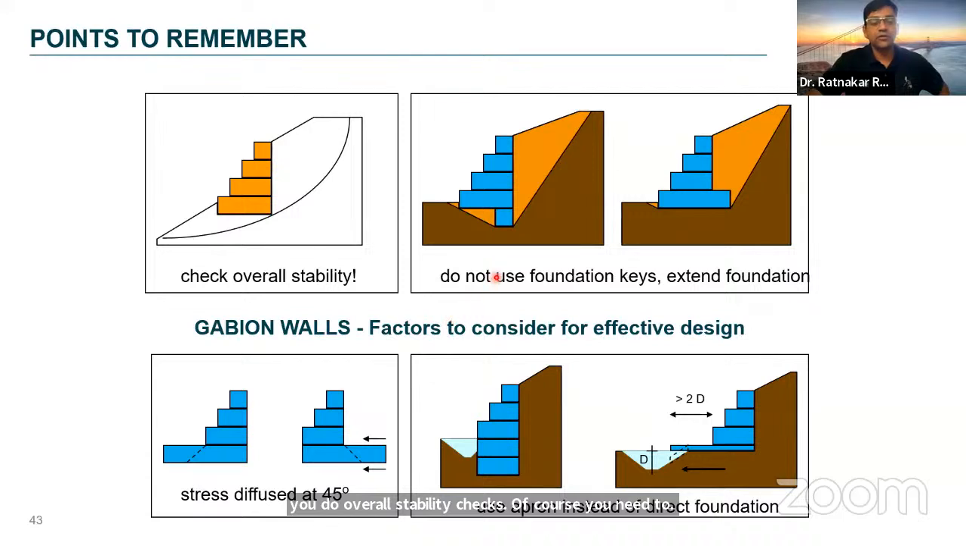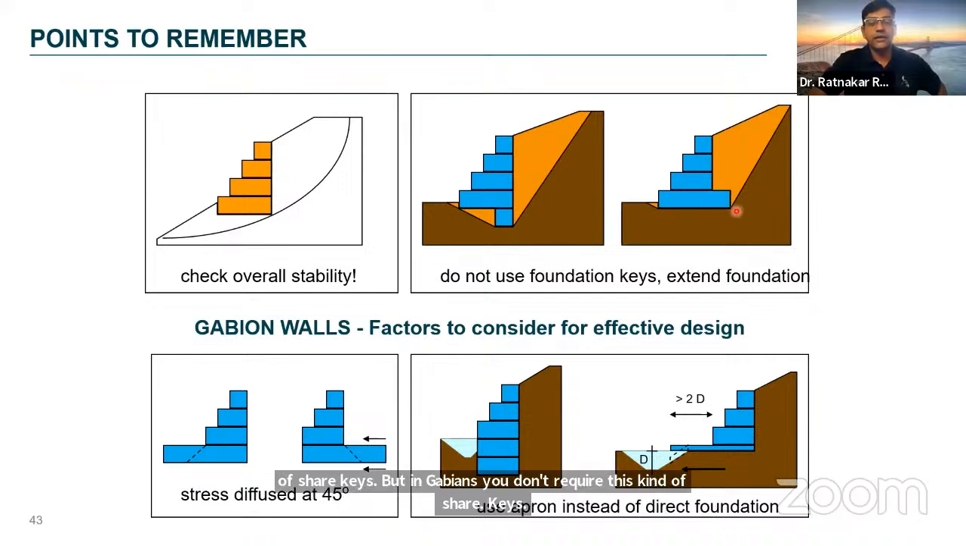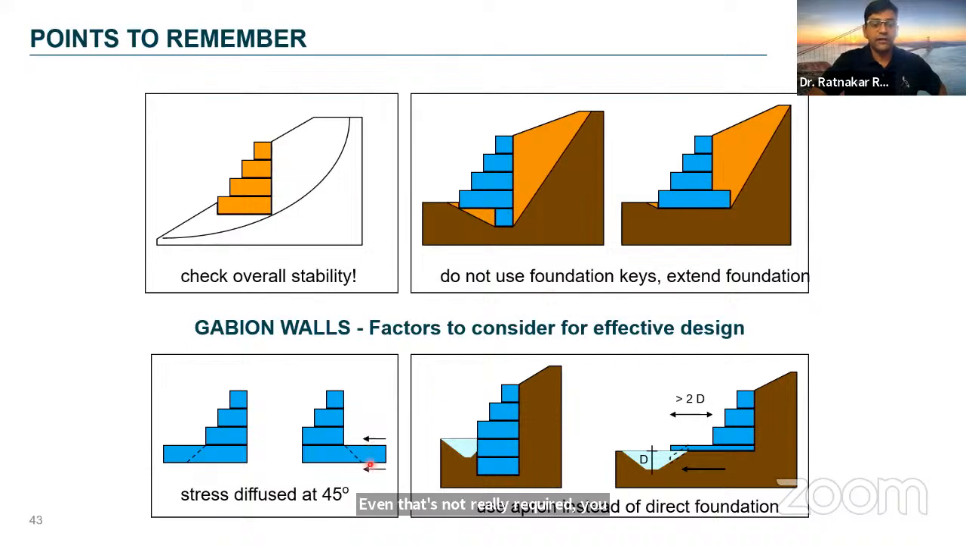Sometimes, those who practice the conventional types of retaining walls may suggest shear keys, but in Gabions, you don't require this kind of shear key, or they may recommend providing a very big founding layer. Even that's not really required. Typically, if you draw a 45-degree line from the heel or toe, whichever Gabion the line cuts, that Gabion is going to be effective. Beyond this portion, it's not going to be effective.